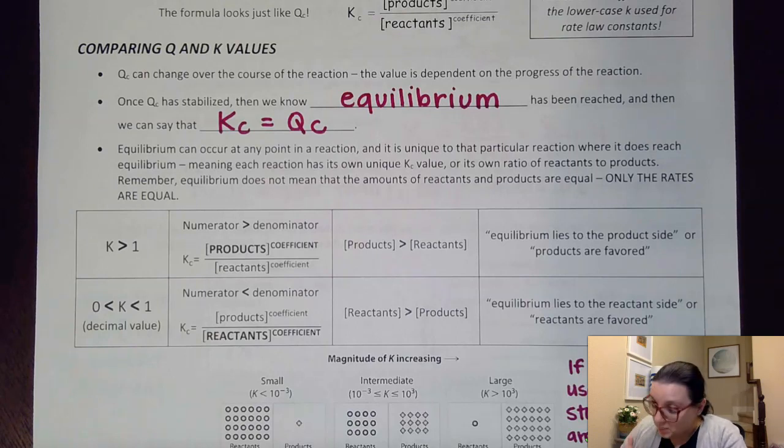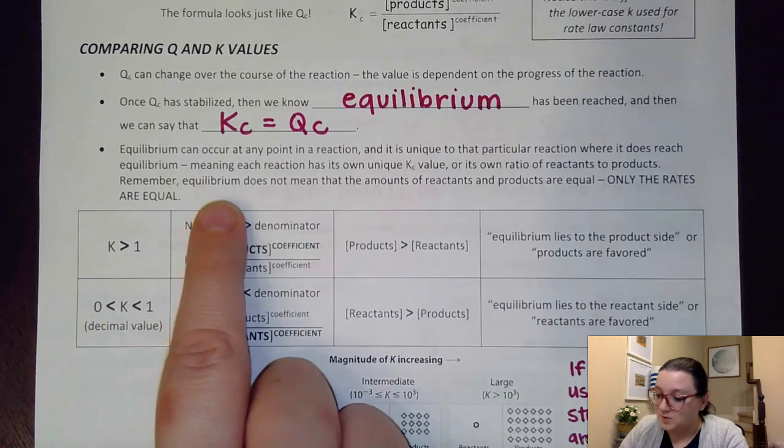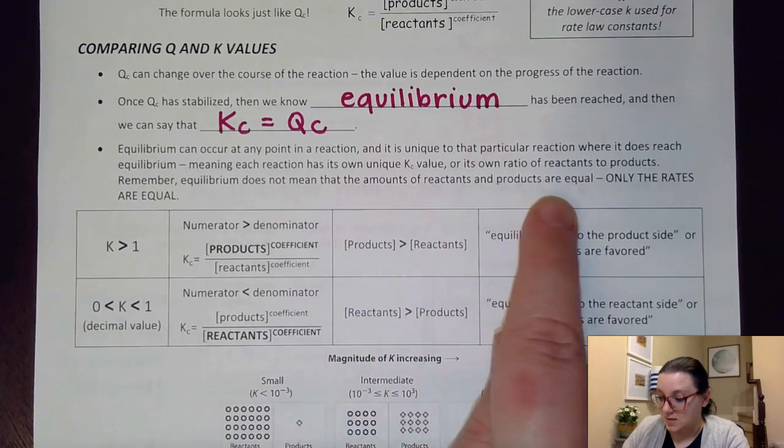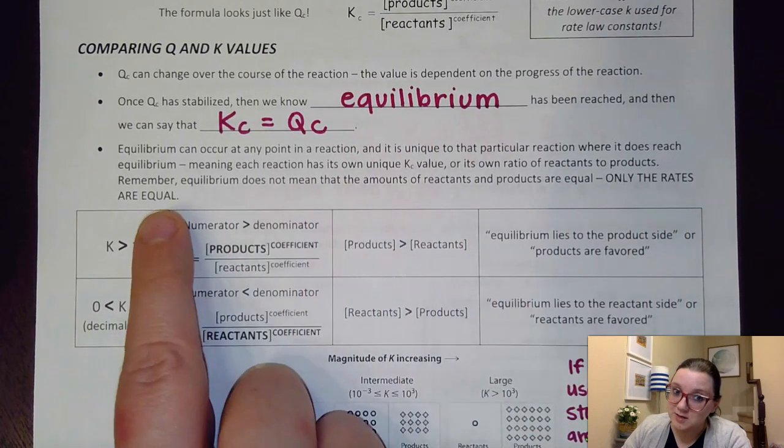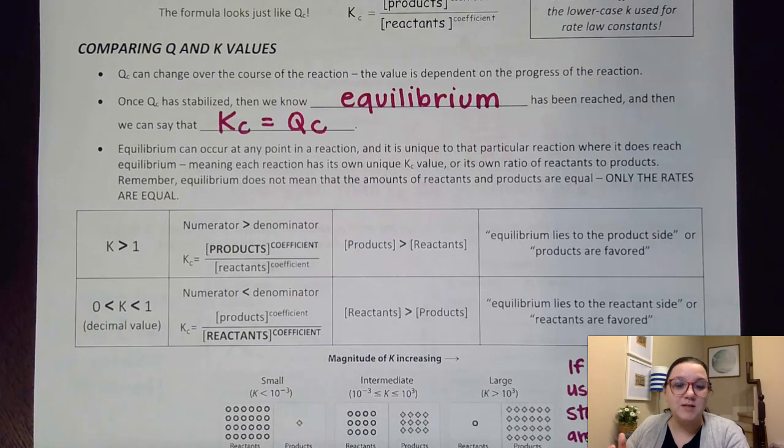Now, one last reminder, again, equilibrium does not mean amounts are equal, only the rates are equal. And so that's why we're going to have Kc values that are more than likely not 1, because the products and reactants are not equal.